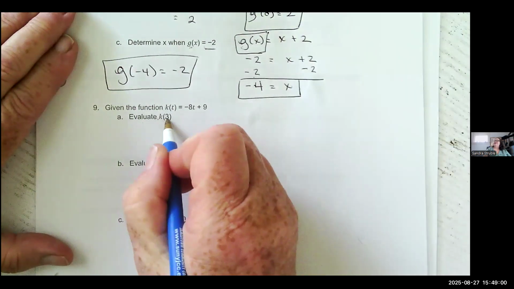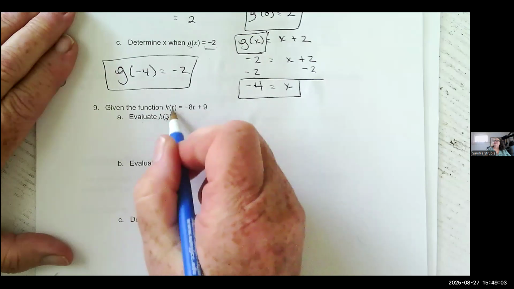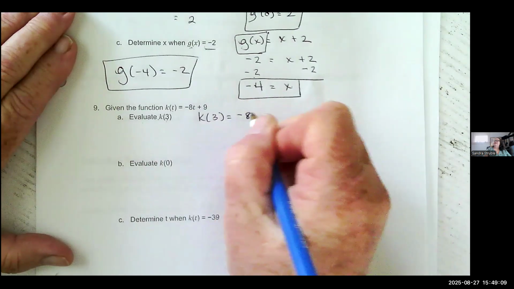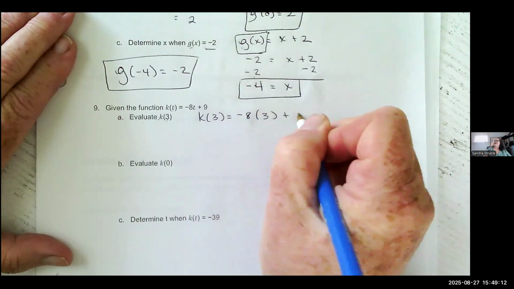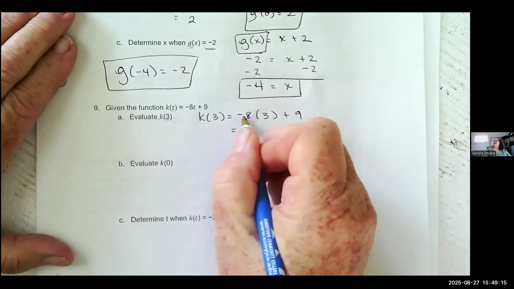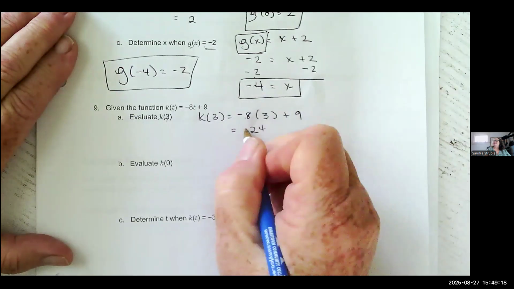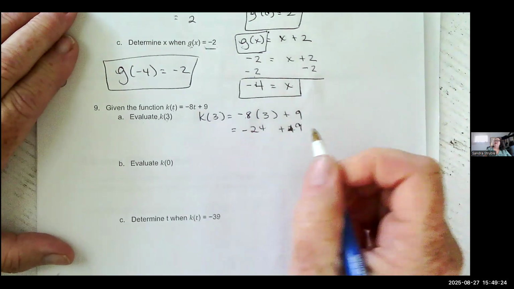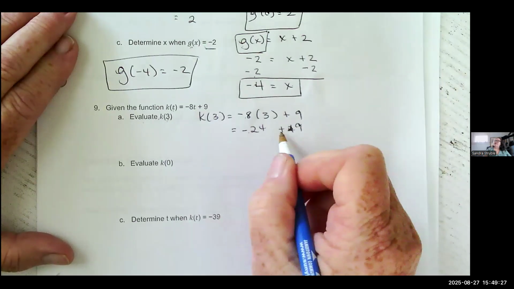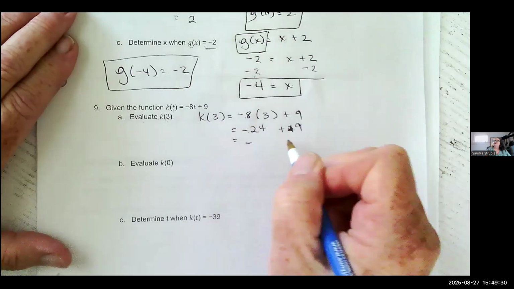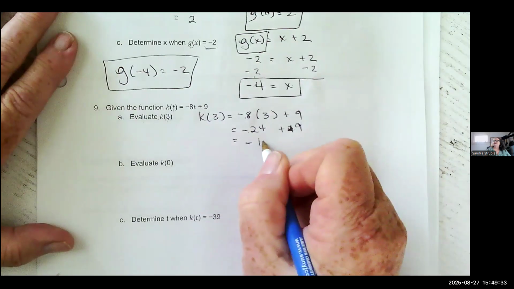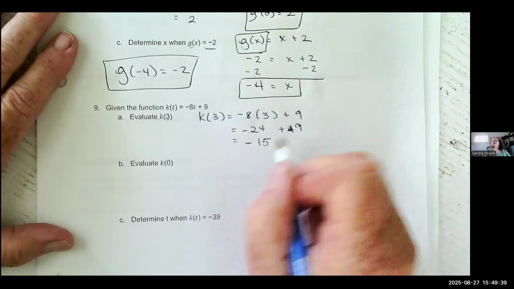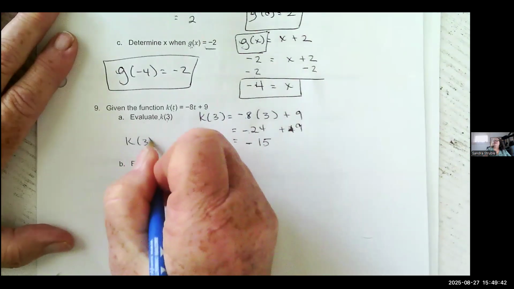The first one is k of 3. So that means everywhere there's a t, I need to plug in 3. So k of 3 is -8 times 3 plus 9. 8 times 3 is 24. Negative times positive is a negative. Plus 9. And then positive and negative, so the signs are different. We have to subtract and take the sign of the larger number. So -24 plus 9 is -15. So k of 3 is equal to -15.